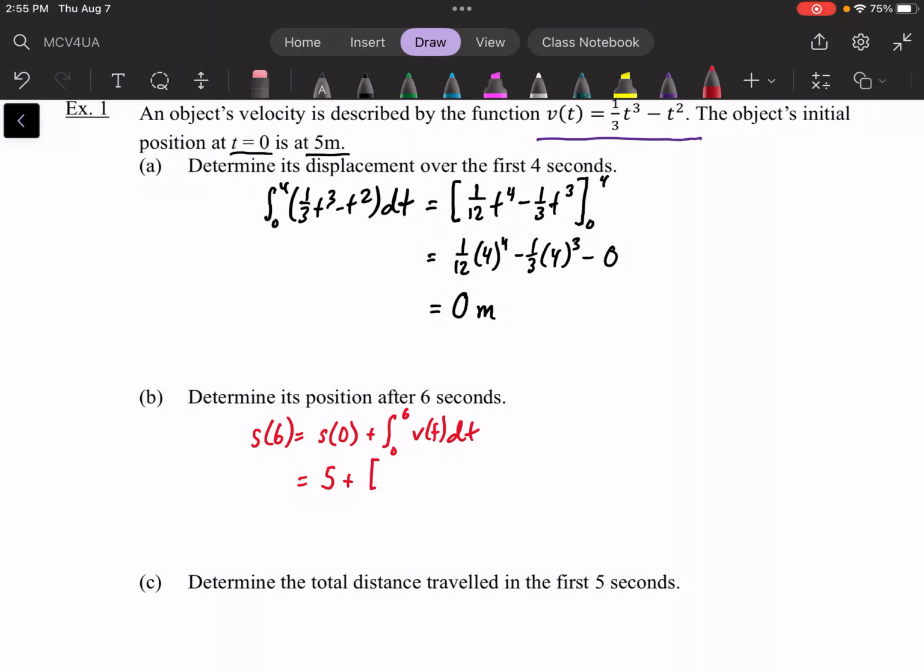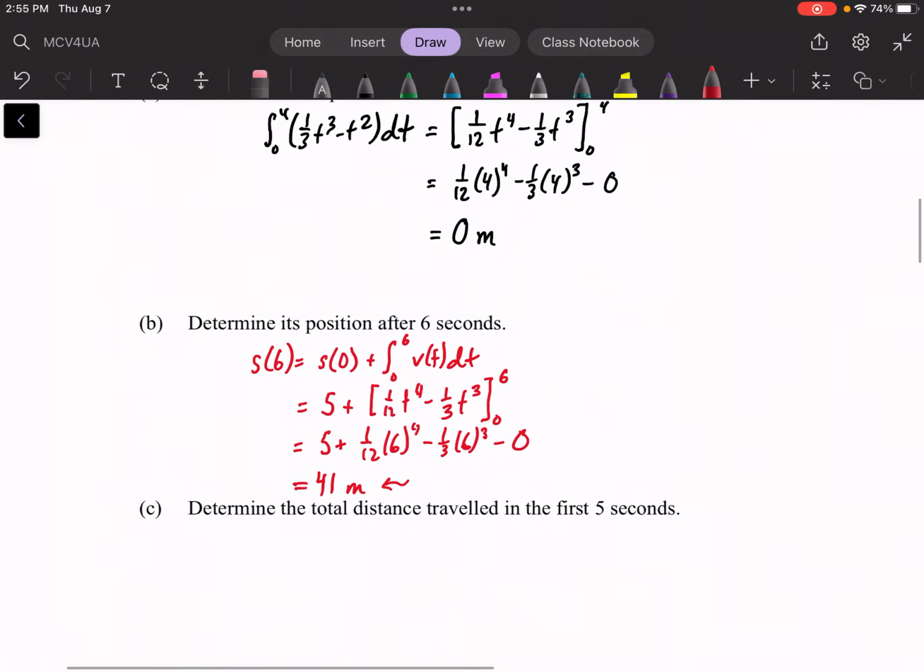Again, we're going to use the antiderivative that we used before. Because I know what it is, I'm just going to place it in here, going from 0 to 6. So now 1 over 12 times 6 to the 4, minus 1/3 times 6 cubed. Again, I subtract 0 for the substitution of 0. Using my calculator, I find the position is 41 meters. Don't forget to include the units.